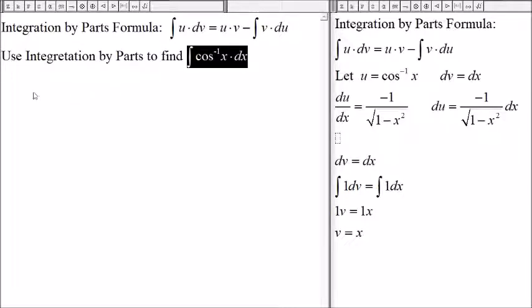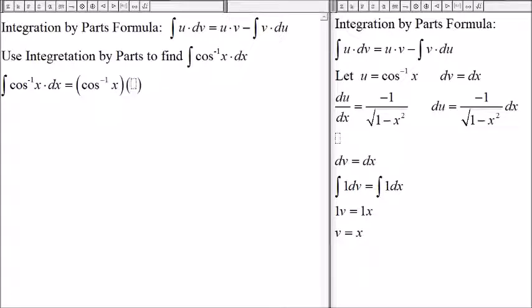So now we have, this is equal to uv minus integral v du. So u is cosine inverse of x, v is x. So we have cosine inverse of x, and then v is just x, and then minus integral of v du, but the x du is this part.